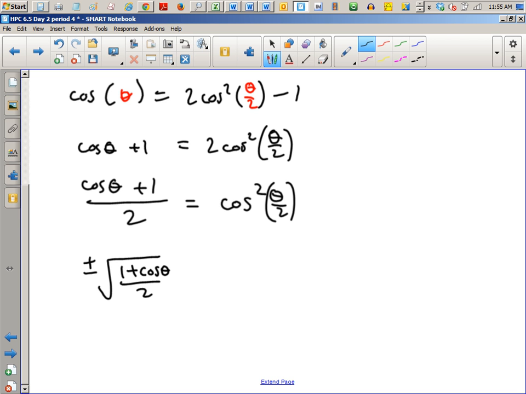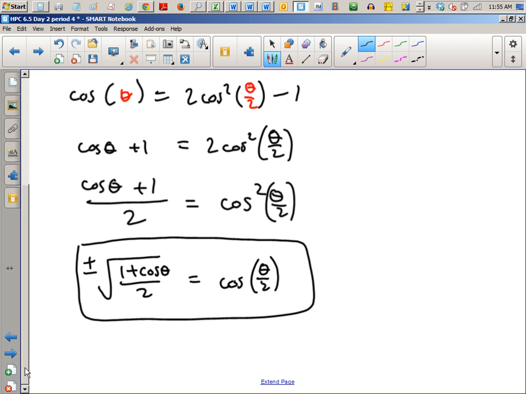They actually put 1 plus cosine. Maybe you saw this formula last night when you were working. This is just straight out of the book. But this is a way for us to find, let's say, cosine of 22 and a half degrees. Okay? All right. So that's a brand new formula. Let's put it on our whiteboard. Cosine of theta over 2 is plus or minus the square root of 1 plus cosine theta all over 2. This means if you know cosine theta, you can find cosine of half of theta using that formula.